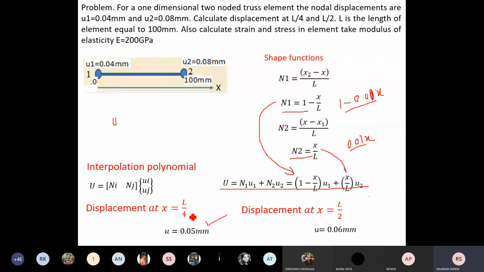What do we need? We need the displacement at L by 4. You replace this x by L by 4. Now u1 is your 0.04 and u2 is your 0.08.